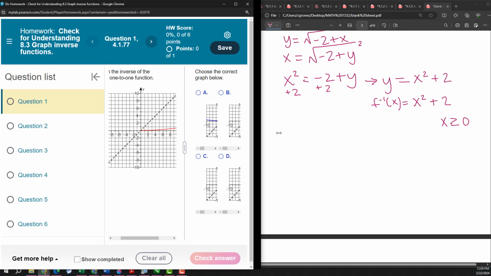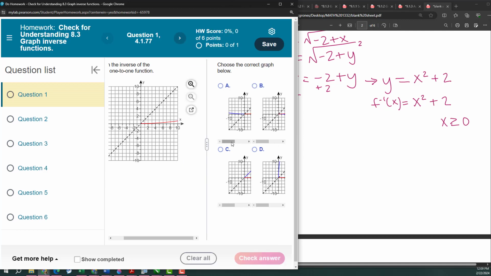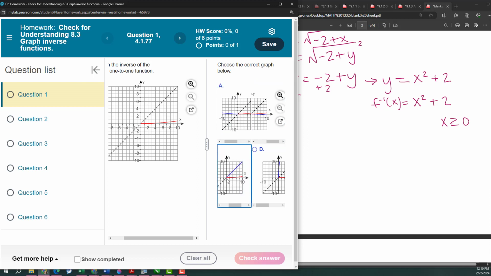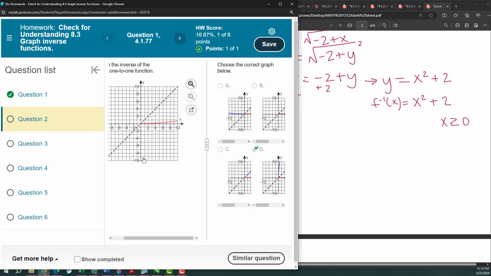So let's see what we have for our options. It's not going to be 10. It is staying in quadrant 1, so we need something like that. It's not A, it's not B. B is reflected over the x-axis. A is reflected over our y-axis. C looks like it's taking the y equals x line. And then D is going to be our correct answer. This is the one that is reflecting over that dotted black line. All right, so there's a question like that.